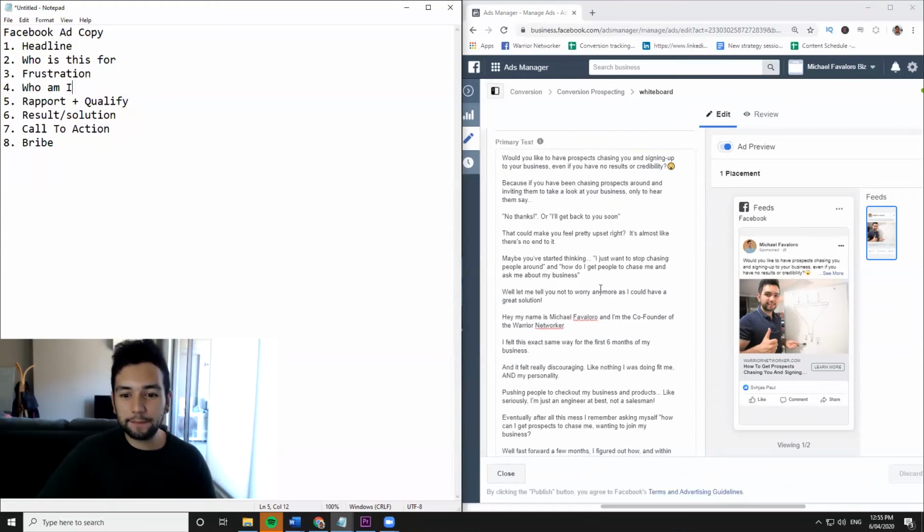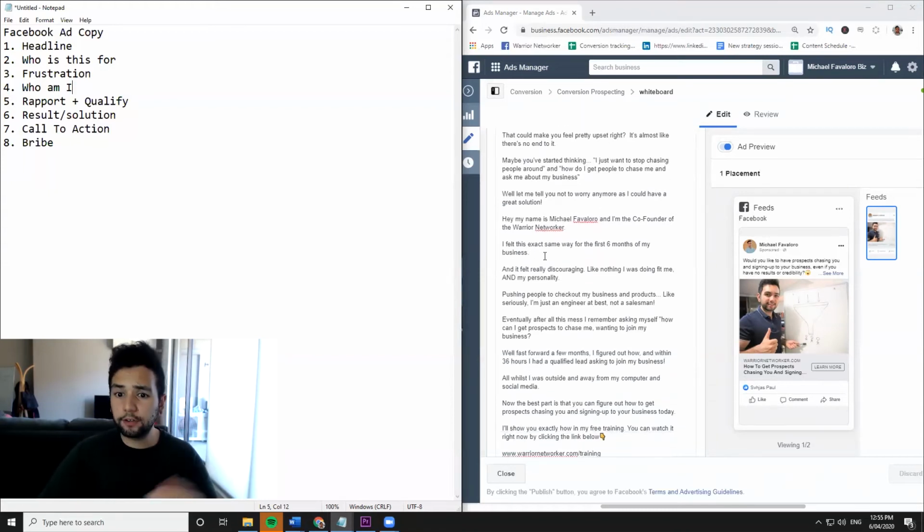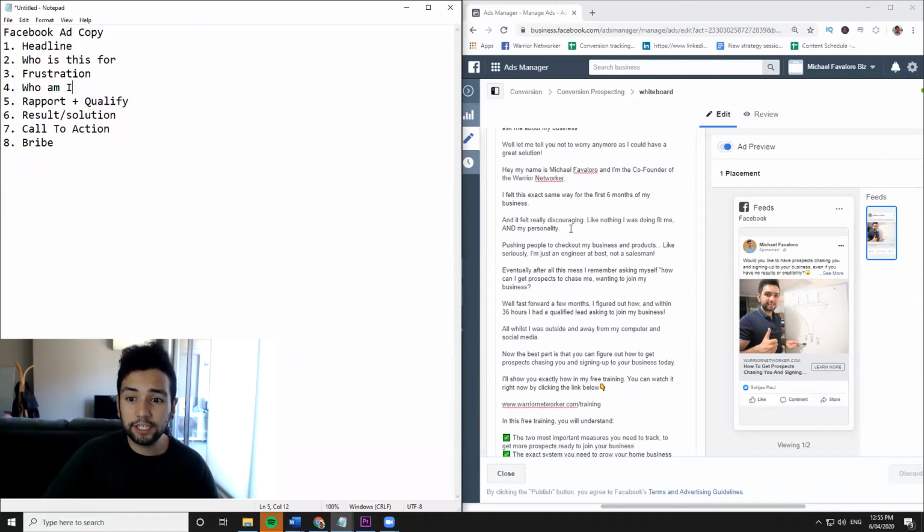The next step is where we'll actually read it. So, I felt this exact same way for the first 6 months of my business, and it felt really discouraging. Like nothing I was doing fit me and my personality. A lot of network marketers feel like they're not salesy, right? They don't want to go out there and just hunt people. And I did this on purpose, but lucky because I actually did feel that way. Pushing people to check out my business and products. Like seriously, I'm just an engineer at best, not a salesman.